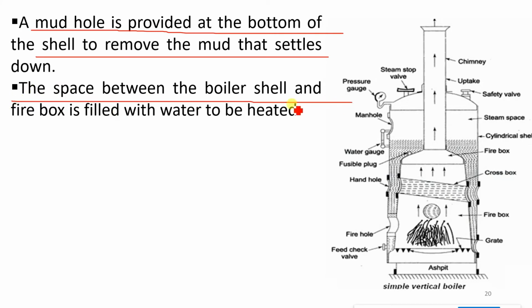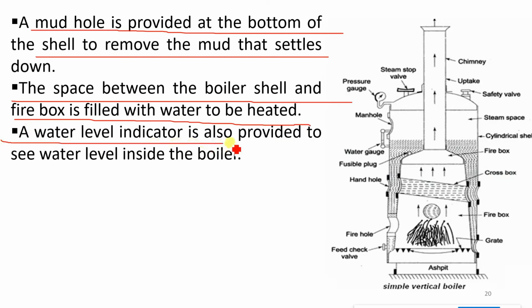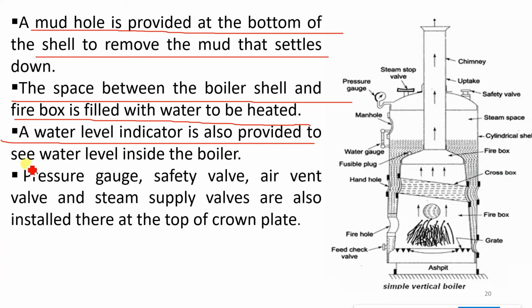The space between the boiler shell and the firebox is filled with the water to be heated. A water level indicator is also provided to check the water level in the boiler. Pressure gauge, safety valve, air vent valve, and steam supply valve are also installed at the top of the crown. This is the top crown, and it is made in a cylindrical shape. This cylindrical top crown allows the generation of high pressure.